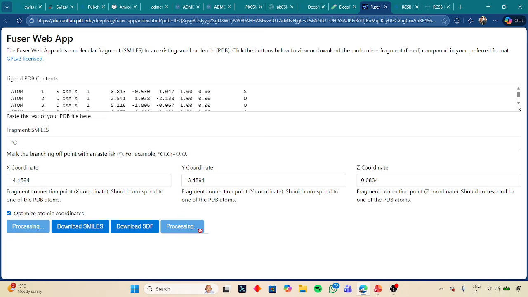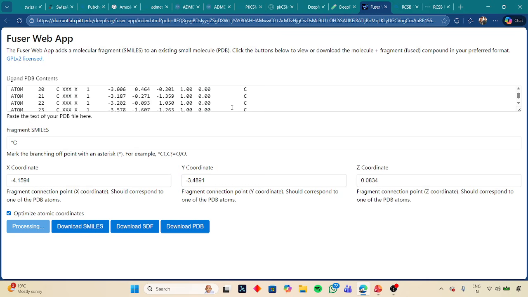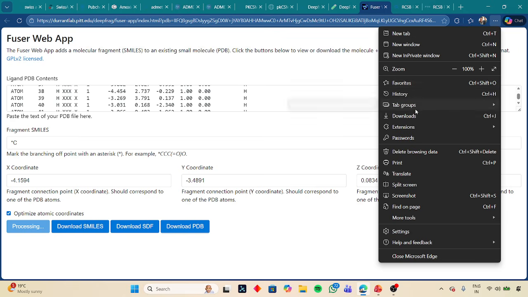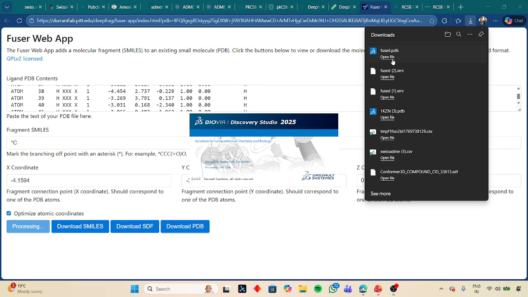We can download in the PDF format as well, and in most cases we need the PDF format. So the PDF format has also been downloaded. You can see that these are the XYZ coordinates of the drug molecule. Now let's analyze using the PDF format. I can go to downloads and open the file. For visualization purposes, we use BIOVIA Discovery Studio.